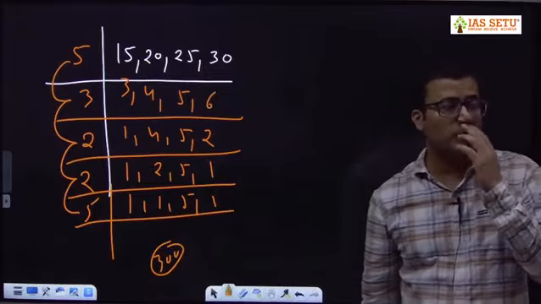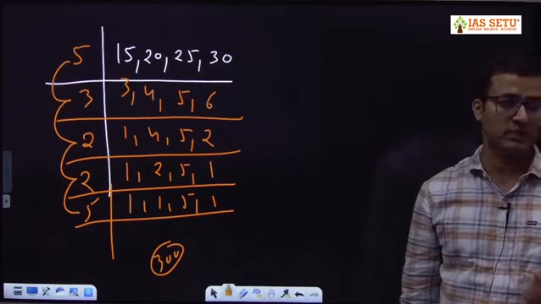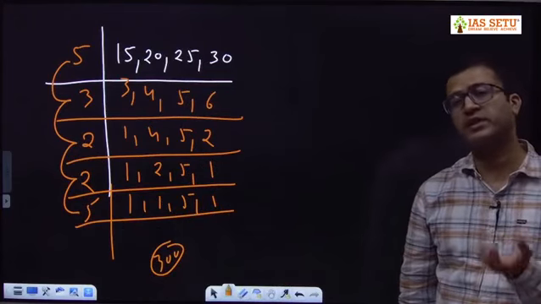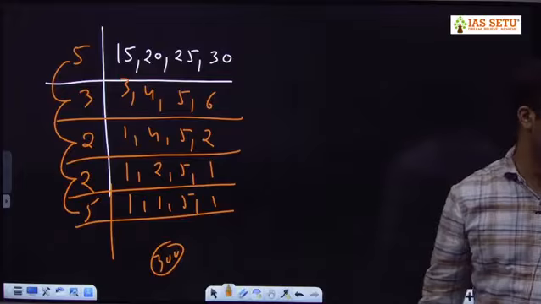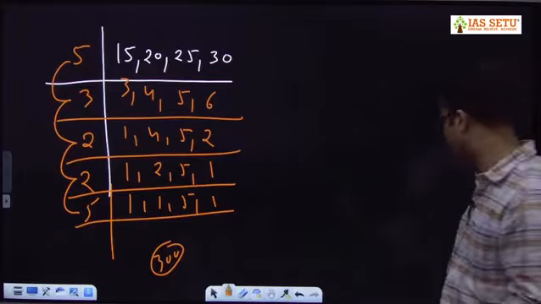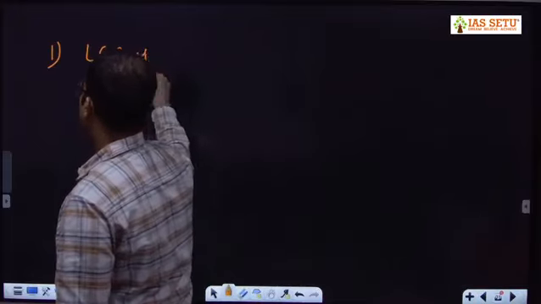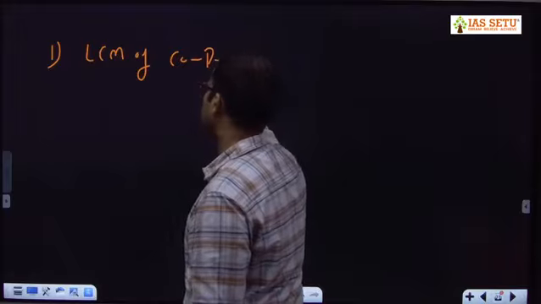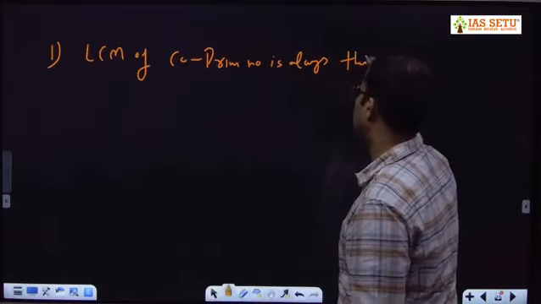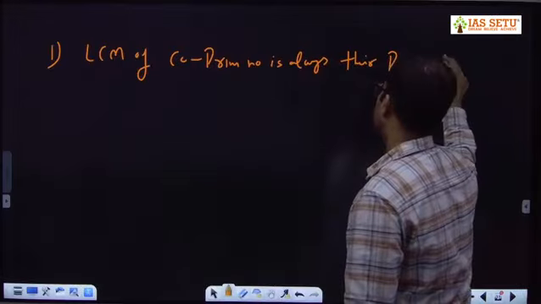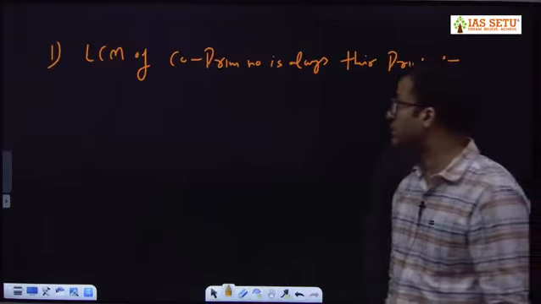I tell you 2 observations on LCM so that you can be fast in finding LCM. Nearly 50% of questions we can calculate fast by using these 2 observations. One is what I told yesterday, and someone had asked a doubt about it. So first you write: the LCM of co-prime numbers is always their product.